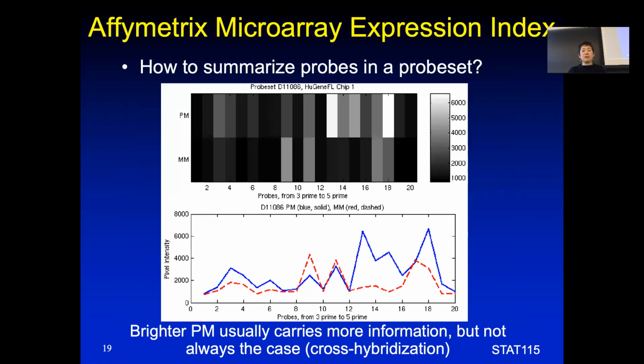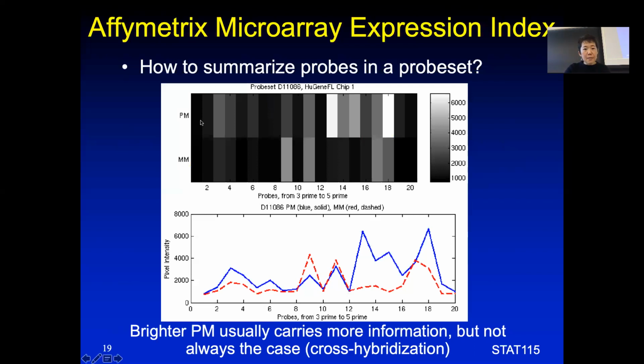At the end, what biologists care about is a single number. How much is this gene expressed? So how do we summarize these 10 or 20 pairs of numbers to come up with a single number? Expression index is that gene expression level that people care about.